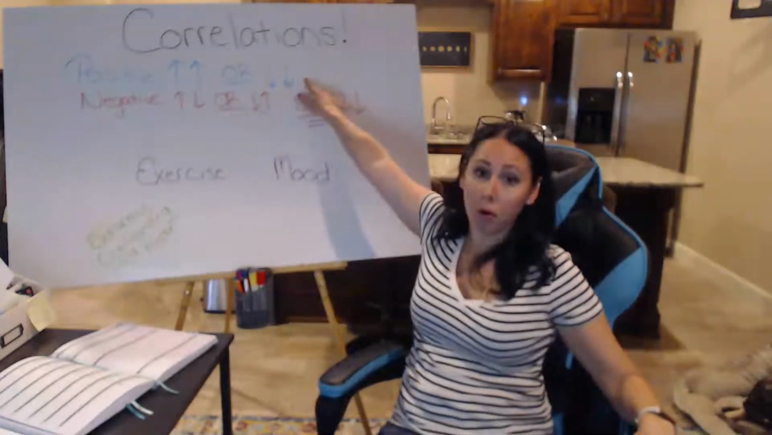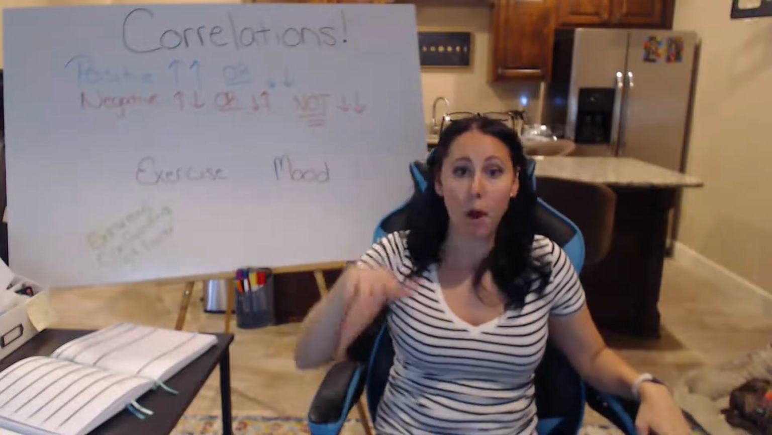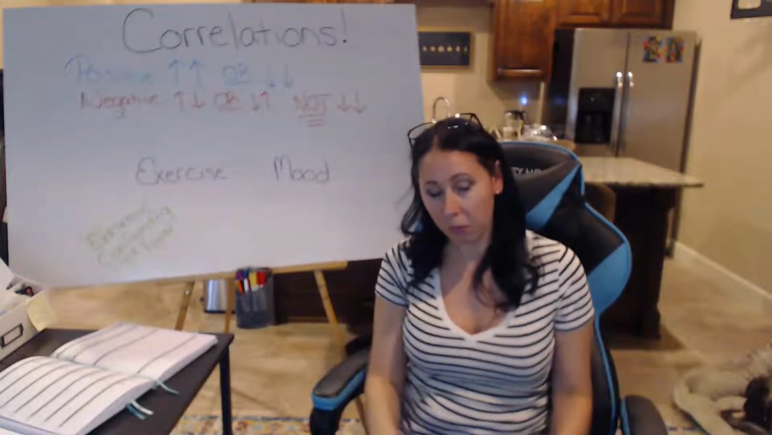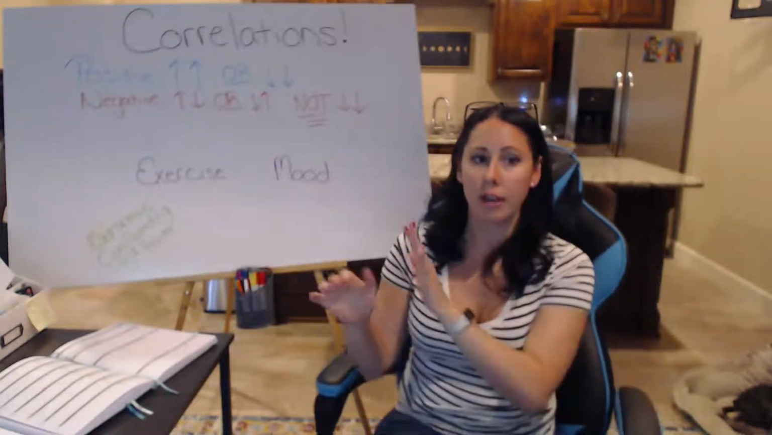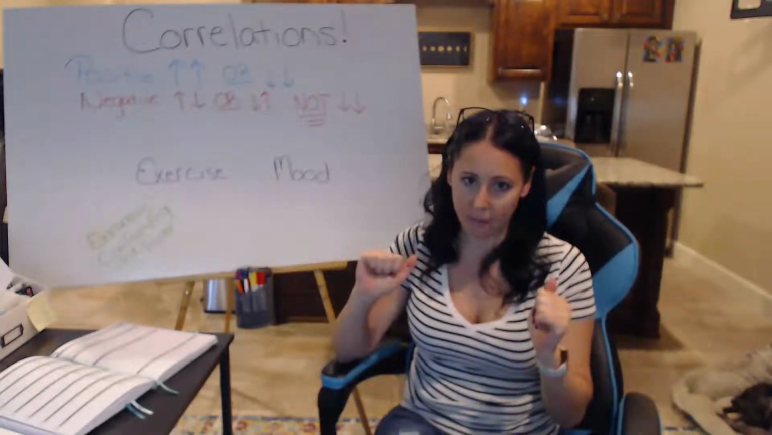Remember, even if they're both going down, it is still a positive correlation because they are both moving in the same direction. So, positive, both going up or down, same direction. Negative, moving in different directions, doesn't matter what order I say it in.